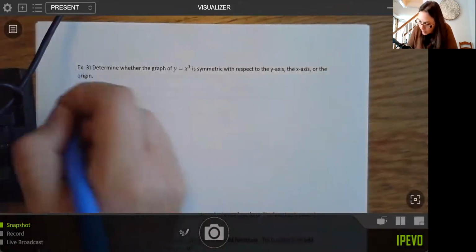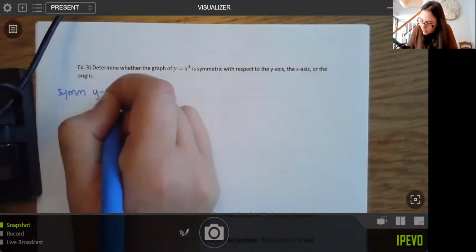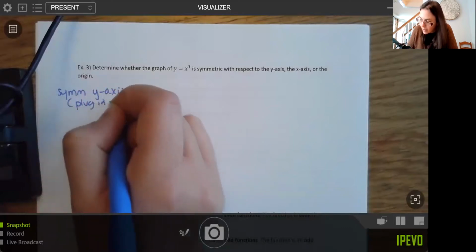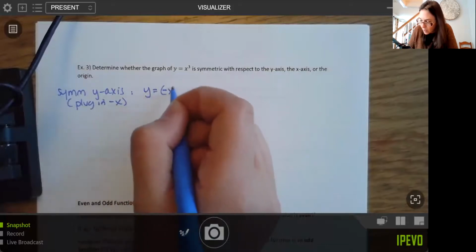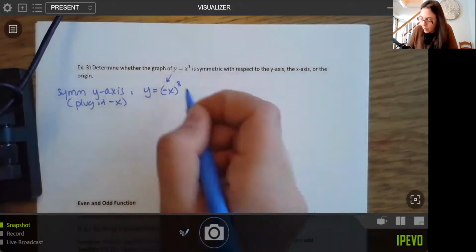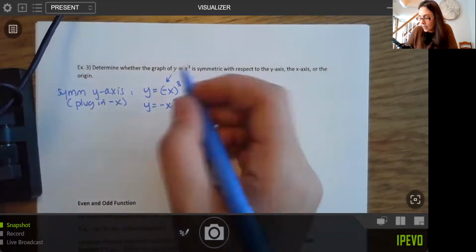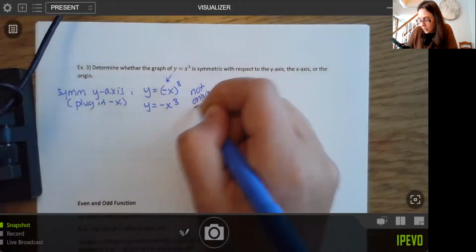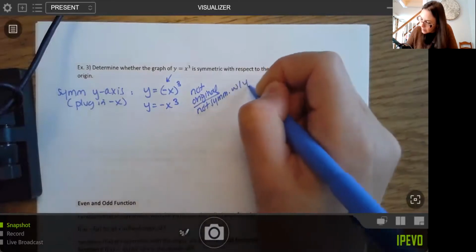All right, let's try another one. So I'm going to check, see if it's symmetric with the y-axis first. So remember, I'm going to plug in negative x here. So y equals negative x cubed instead, which is y equals negative x cubed, right? This is not the same. So it's not symmetric with the y-axis.